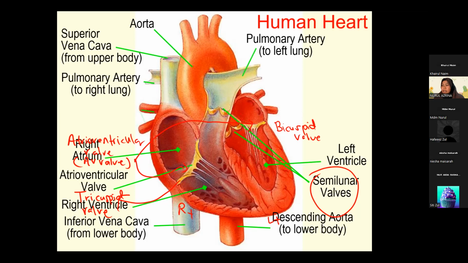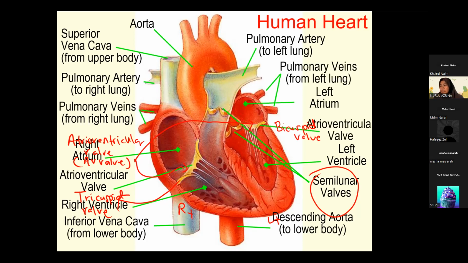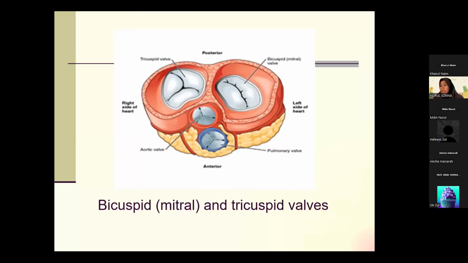Then we looked into the detail of the blood vessels, the veins and arteries, that send blood into the heart and transport blood out of the heart. You can see from here, this is the right side of the heart and this is the left side. On the right side, the valve is known as the tricuspid valve, whereas the left side is known as the bicuspid valve.